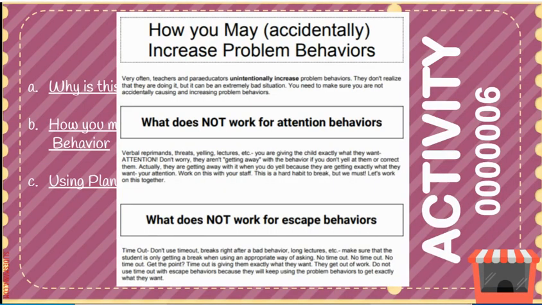Part B is about how you may accidentally increase problem behaviors. We want to dive a little deeper in here because we unintentionally do this. There are 2 different sections here. What does not work for attention behavior? And this is important. If the student's seeking attention, what should we not do? Verbal reprimands, threats, yelling, lecturing, those are all things that are not effective for students that are seeking attention. You're actually giving them attention.